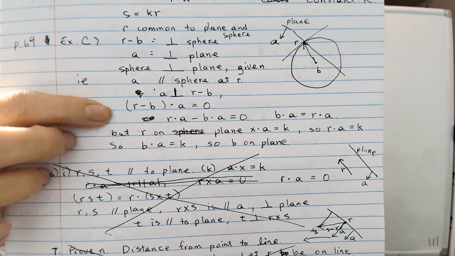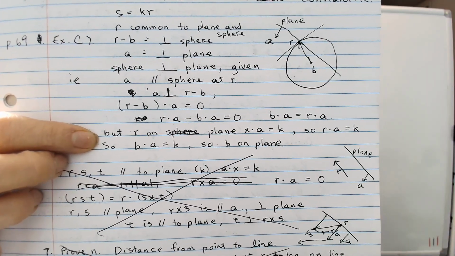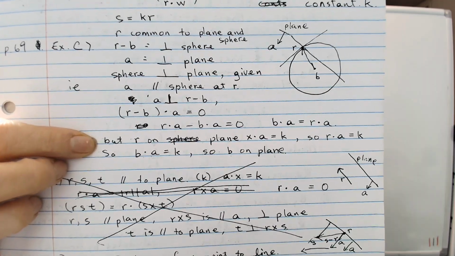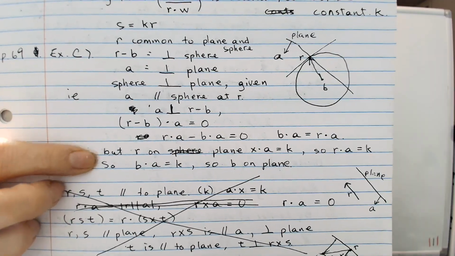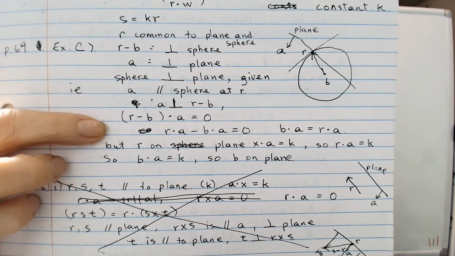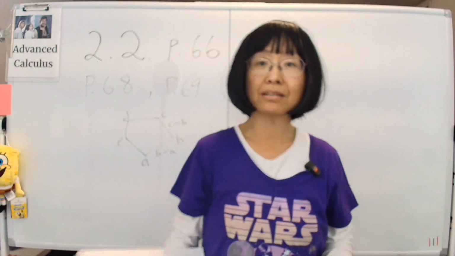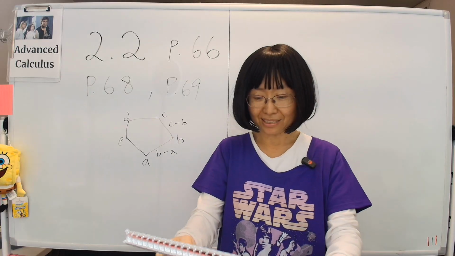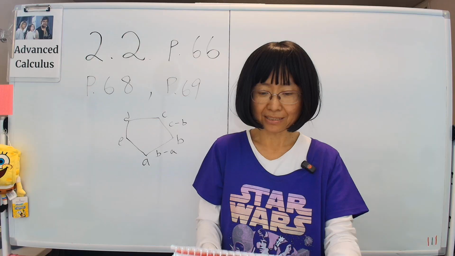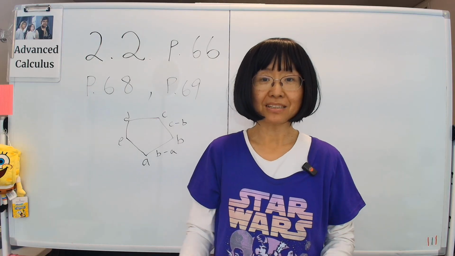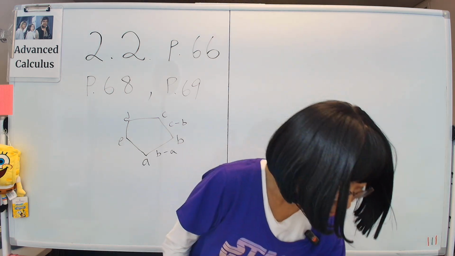Which now at this point, being that R is on the plane, R dot A equals K, right? And R is a point on the plane, because we said R is common to plane and sphere. So then if R dot A equals K, well, then B dot A is also equal to K, being that they're the same. And so if B dot A equals K, then B is also on the plane, because the plane is defined as anything that dots A equal to K, okay? That's one definition of planes. If you don't remember how that works, please review the concept. But that is example C.